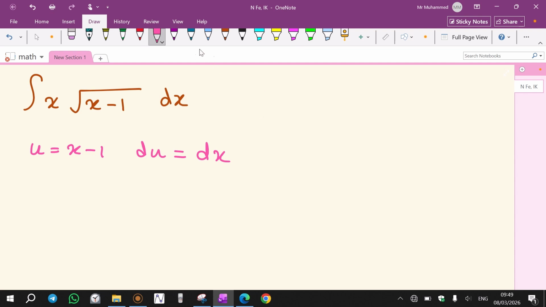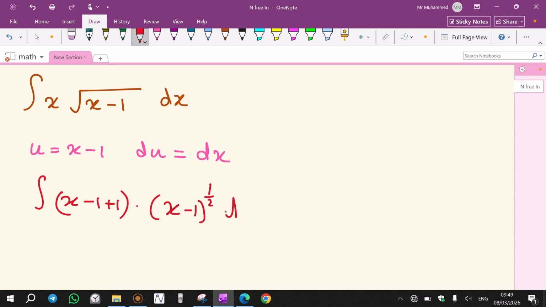Then what we do, there is a very smart trick. Next to this x, I'm going to write minus 1 plus 1. So rewrite the integral. Next to the x, I write x minus 1 plus 1, and put it in a bracket. This minus 1 plus 1 means we did not add anything to the function. I wrote minus 1, and to keep the balance right next to it, I wrote plus 1, which is fine. Multiply by square root x minus 1, and it's better to write the square root in terms of power. It will be x minus 1 power 1 over 2 dx.